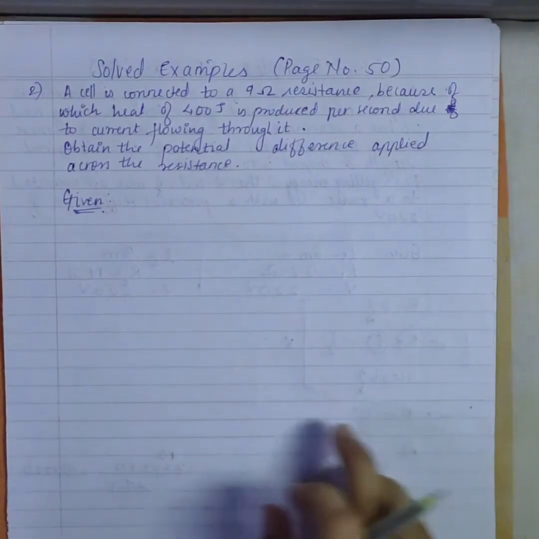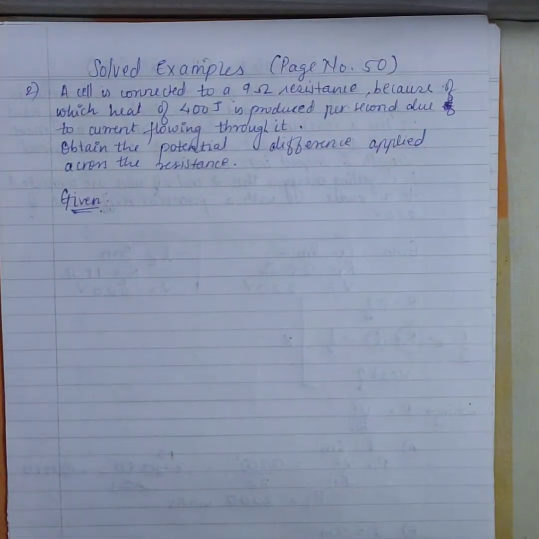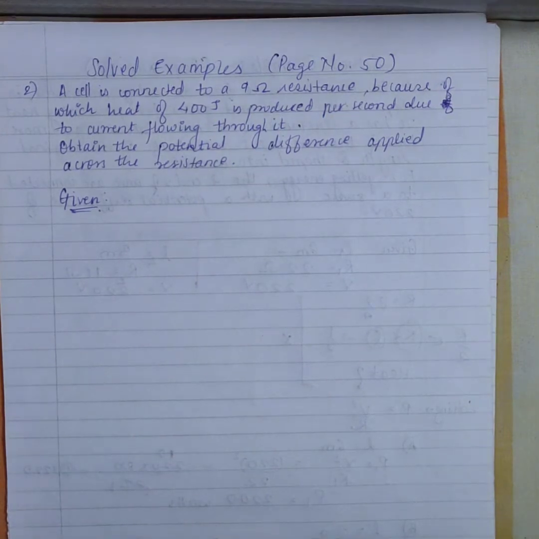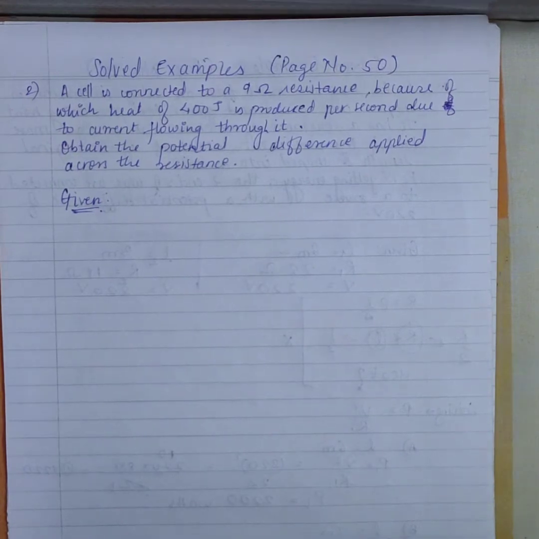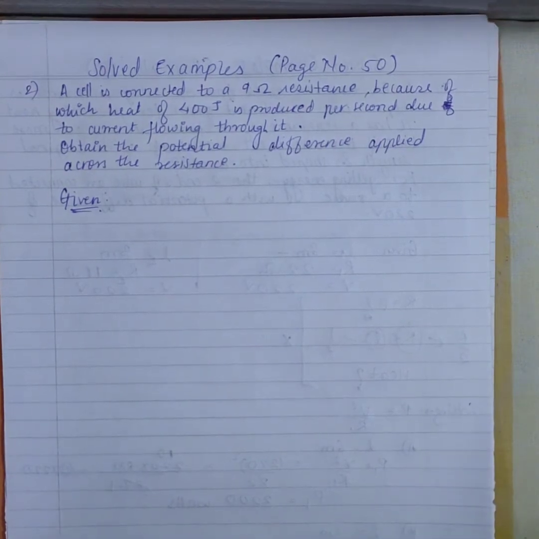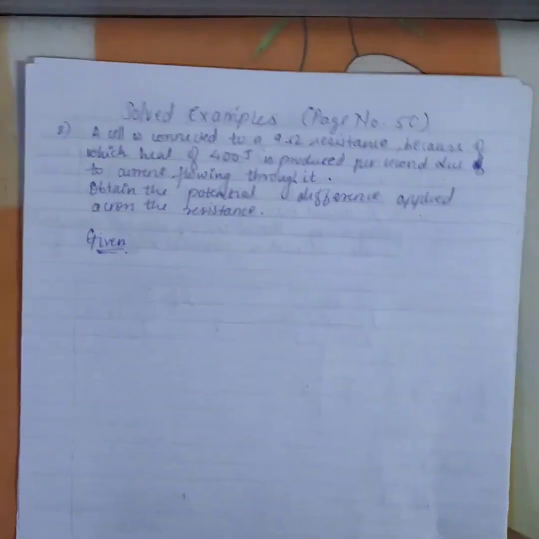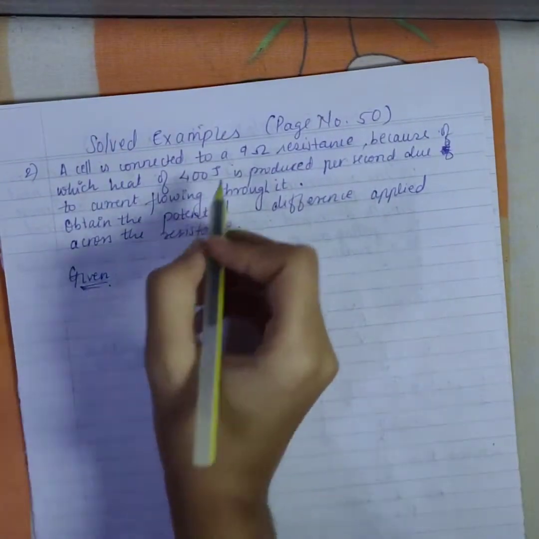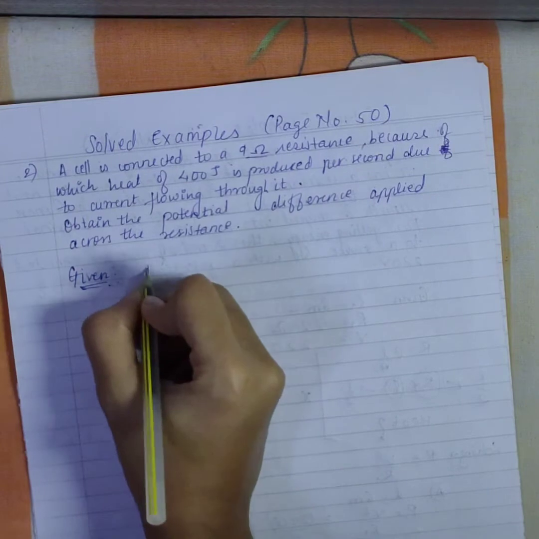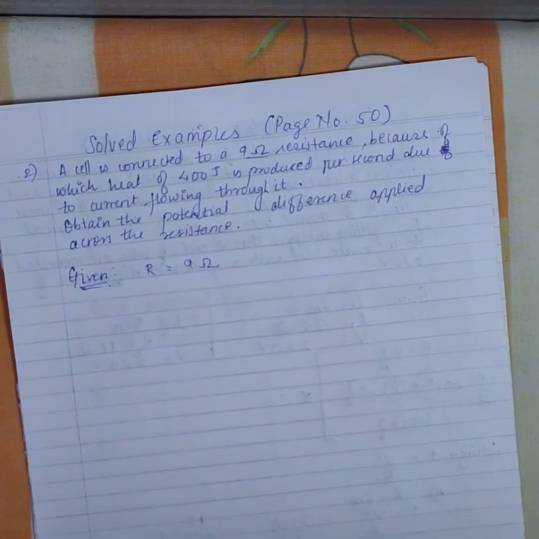And what does it say? A cell is connected to a 9 ohm resistance because of which heat of 400 joules is produced per second due to current flowing through it. Obtain the potential difference applied across the resistance. Now let's write down first what is given in this part. So what is given? I can see a resistance here. So R is equal to 9 ohm, because of which 400 joules of heat is produced.